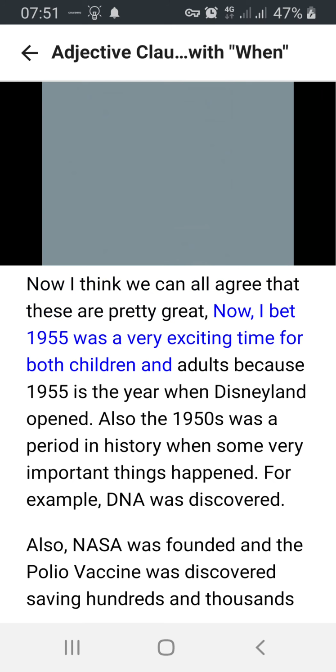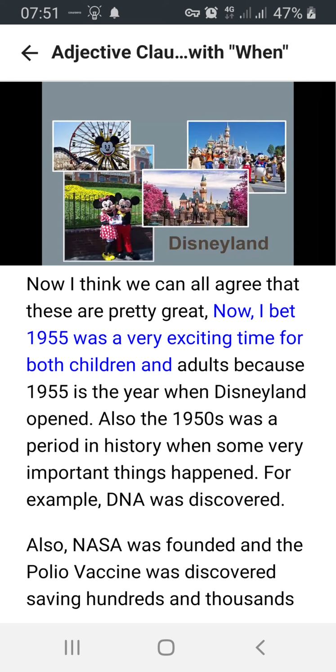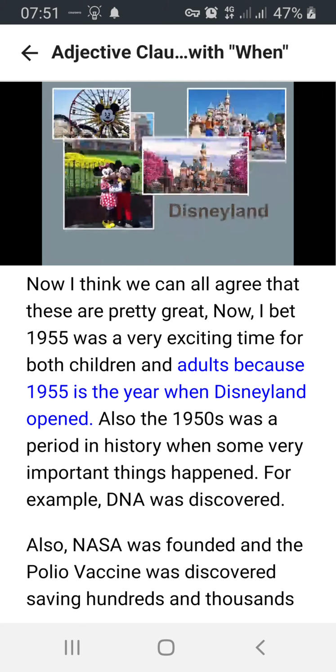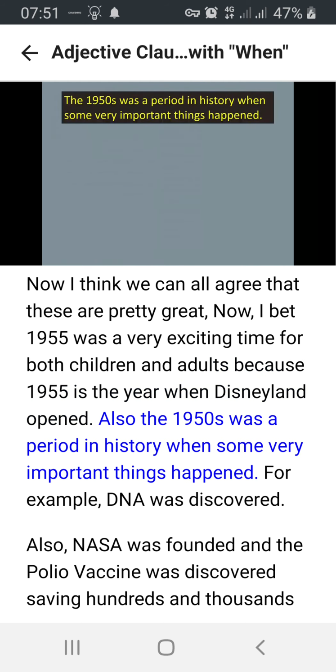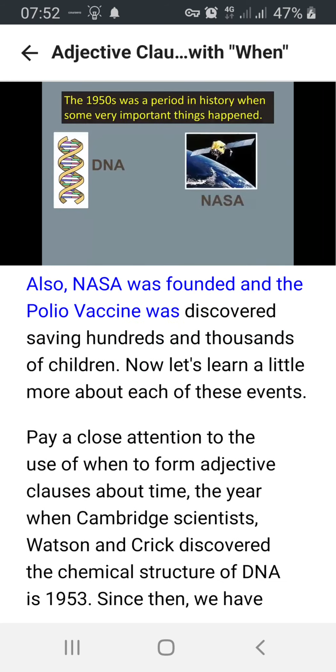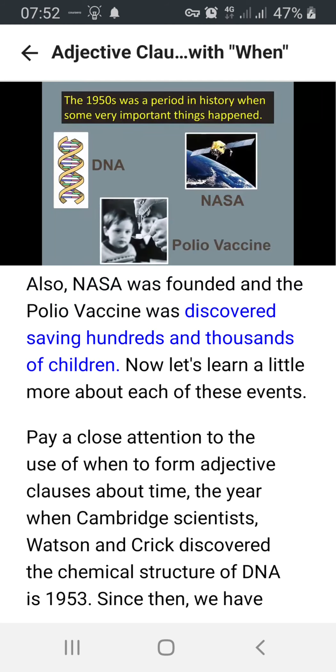Now, I bet 1955 was a very exciting time for both children and adults because 1955 is the year when Disneyland opened. Also, the 1950s was a period in history when some very important things happened. For example, DNA was discovered. Also, NASA was founded. And the polio vaccine was discovered, saving hundreds and thousands of children.